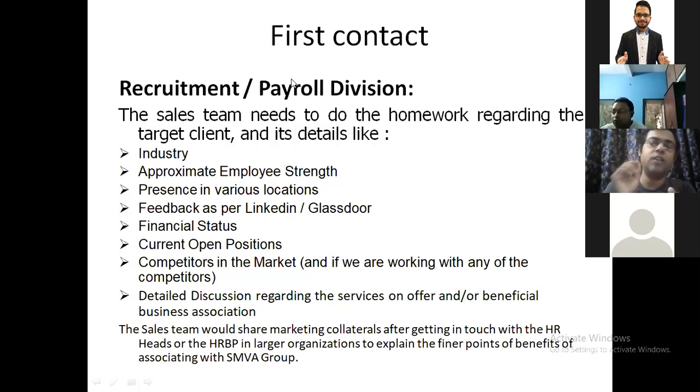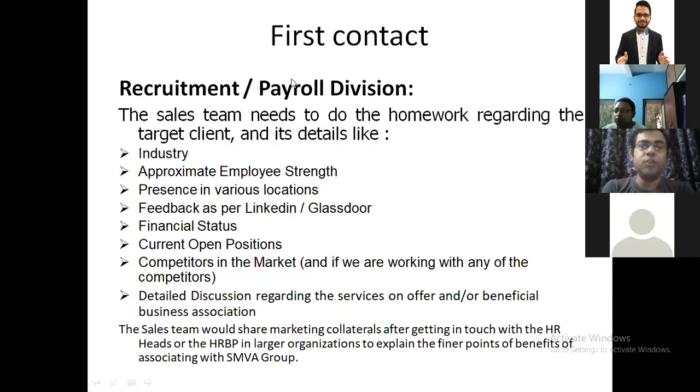Glassdoor is another very big platform from where you can understand the mindset of the internal employees, or the people who have left the company, and what kind of reviews they're giving. Another thing which I need to add on top of it is the Google review. The Google review also acts as an added booster. Okay, so please take this feedback, which is very, very important.